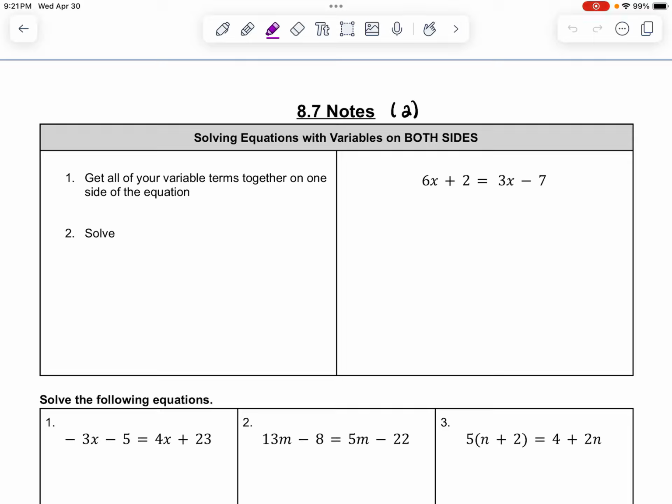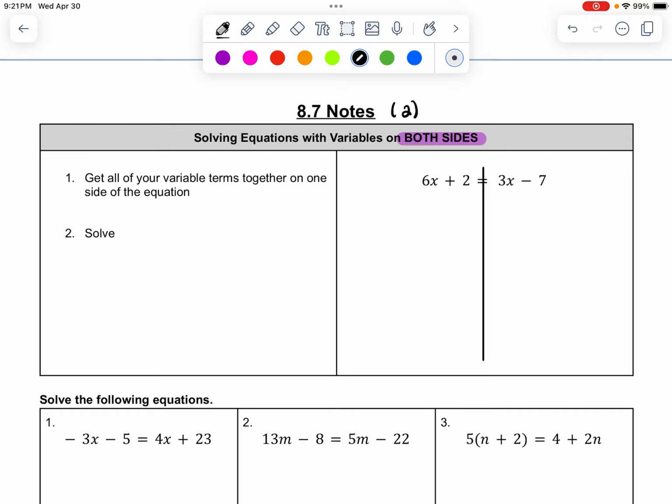Today's idea is solving equations with variables on both sides. What's going to make these equations different than the other equations that we've been looking at is that instead of just having an x on the left or just having an x on the right, we're going to have x's on both sides. For example, in this example problem, if you draw a vertical line through your equal sign, which is the same way we always start solving equations, and then you look for the x, you're going to notice there's an x on the left side of that line and an x on the right side. So let's talk about how we would solve this problem.